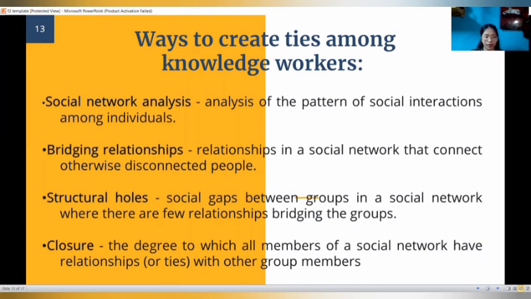Lastly, closure. The degree to which all members of a social network have relationships or ties with other group members. This means that everyone is connected such that no one can escape the notice of others.